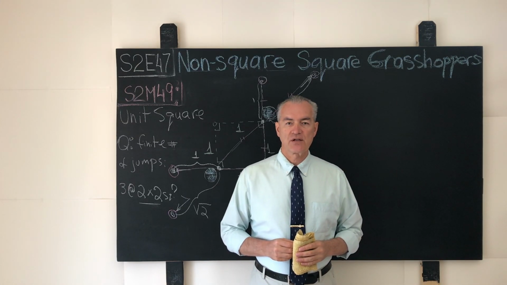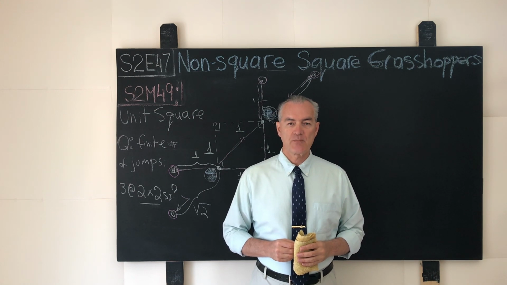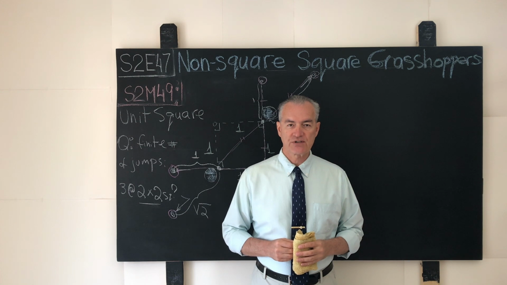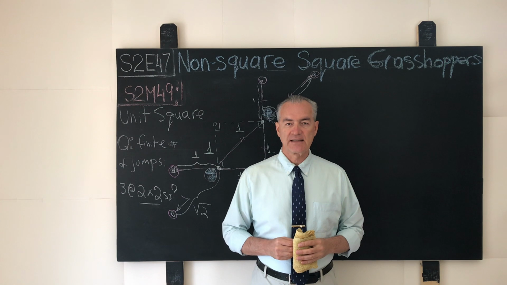Welcome to the Problems Channel Season 2, Episode 47, the episode which I titled Non-Square Square Grasshoppers, because in this episode we will solve a beautiful problem that deals with three grasshoppers jumping over the so-called orthogonal integer lattice Z squared.